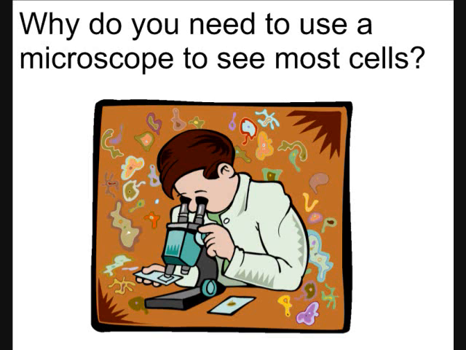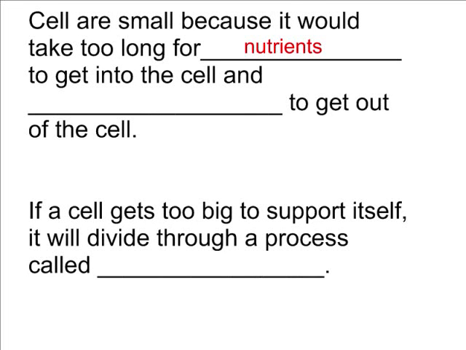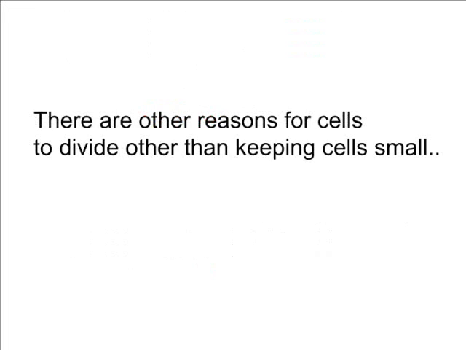Cells tend to be really tiny because if they were too big, it would take too long for nutrients and wastes to get into and out of the cell. If it takes too long for organelles to get their nutrients, they would die, and the cell wouldn't be able to support itself. So if that happens, the cell is going to go through a process called mitosis to divide that big cell into two smaller cells so that the cells can survive. And now there's some other reasons why you would want to do cell division other than keeping the cells small.